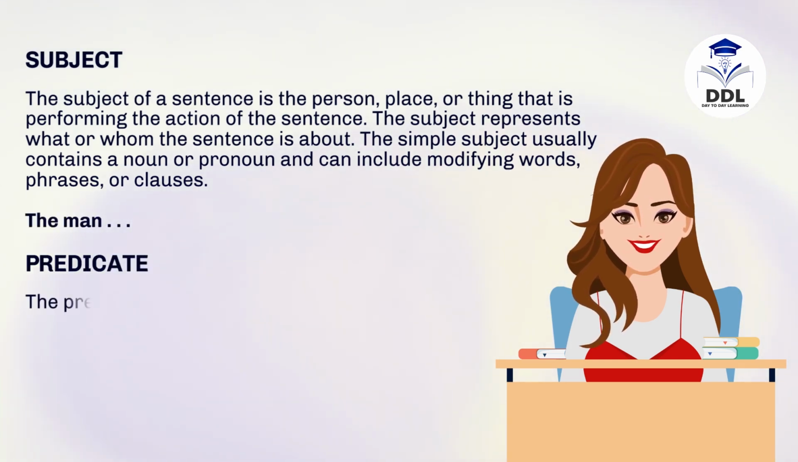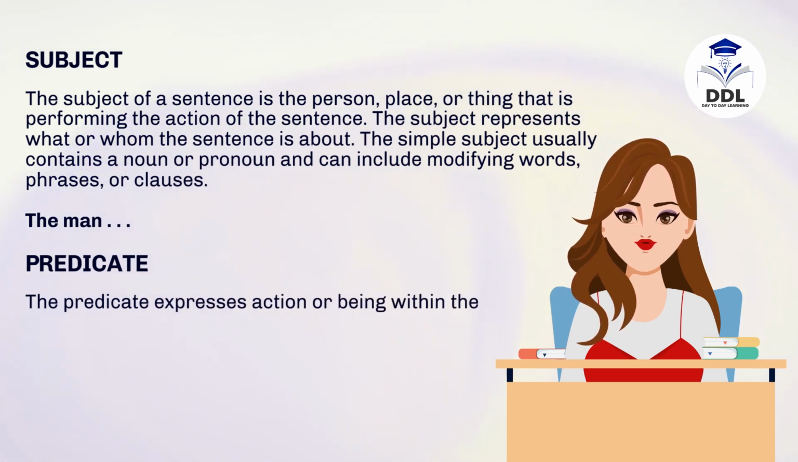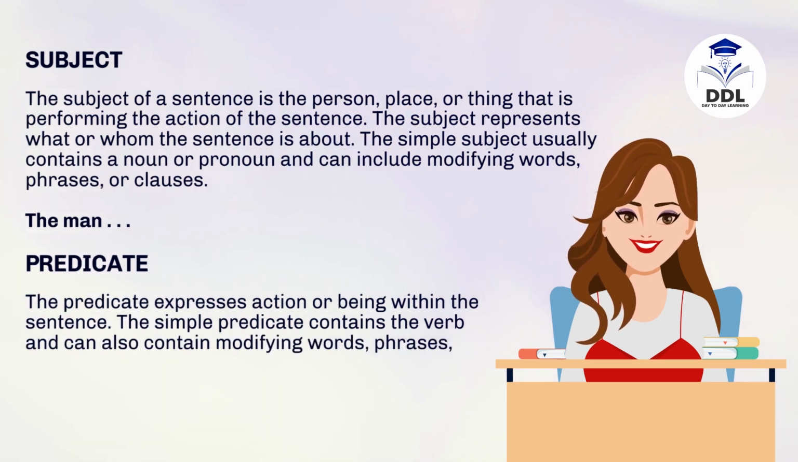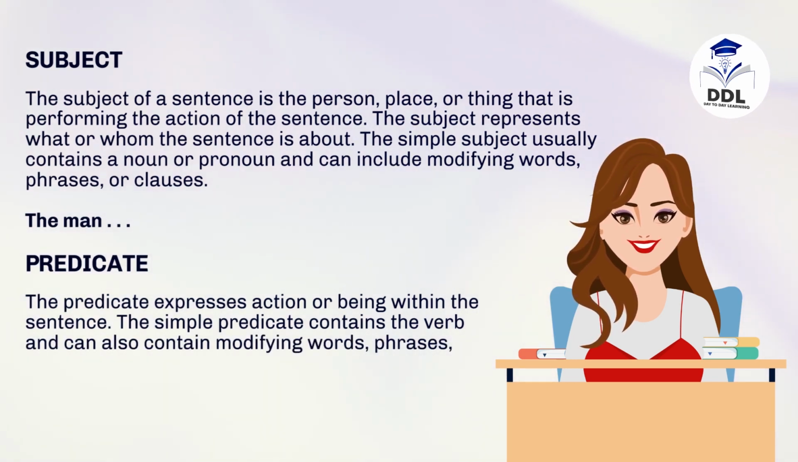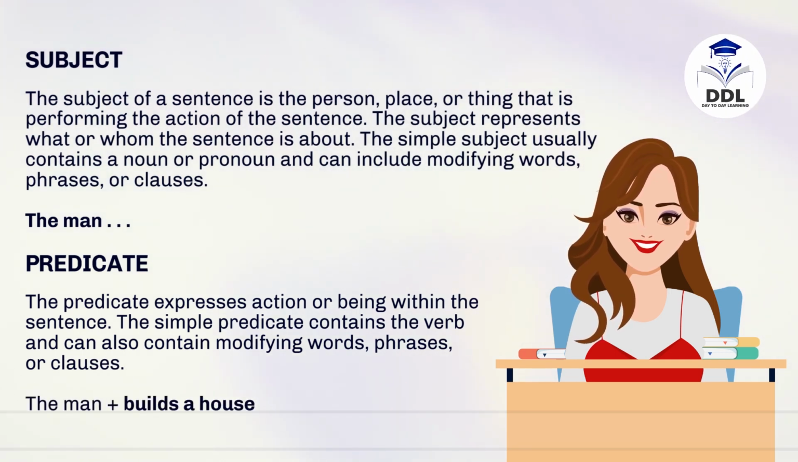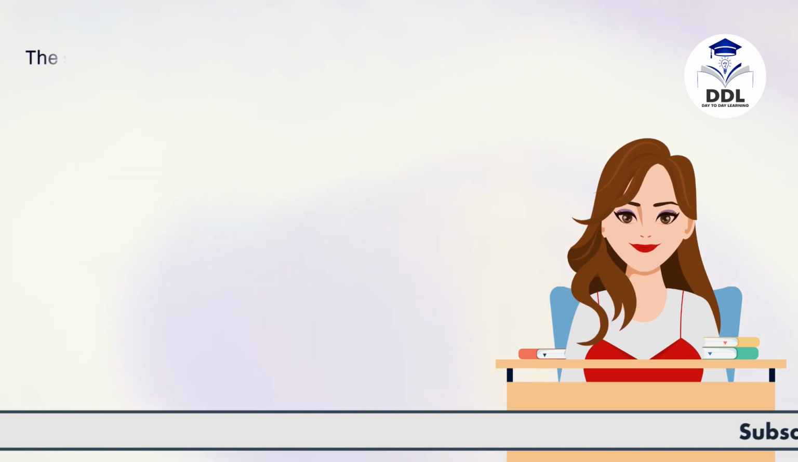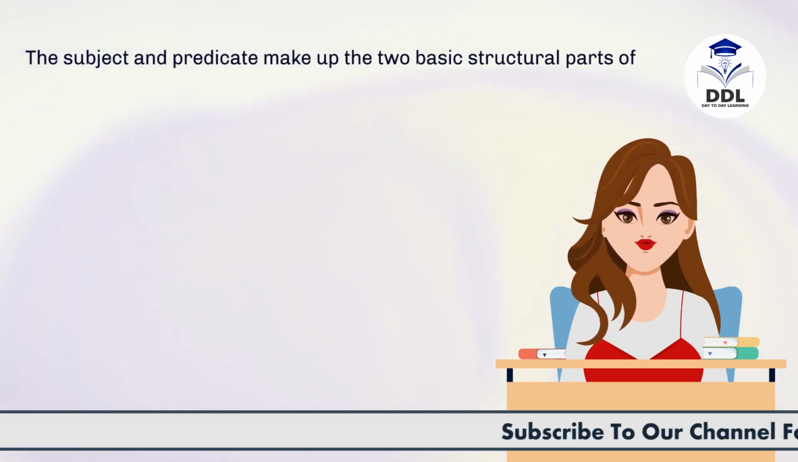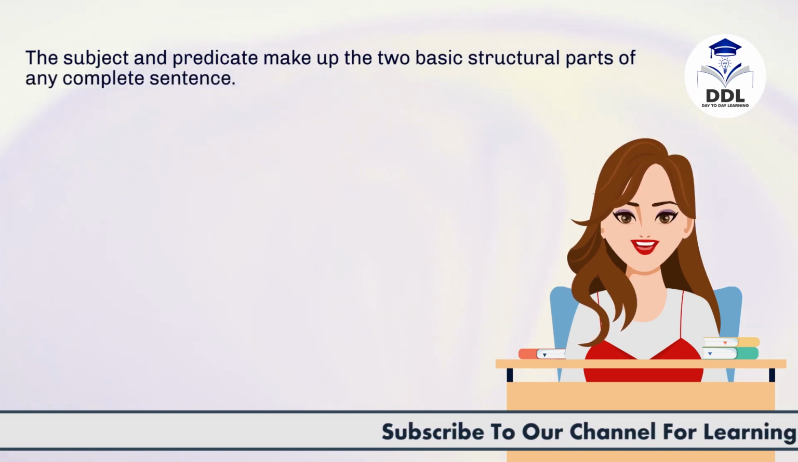Predicate. The predicate expresses action or being within the sentence. The simple predicate contains the verb and can also contain modifying words, phrases, or clauses. The man builds a house. The subject and the predicate make up the two basic structural parts of any complete sentence.